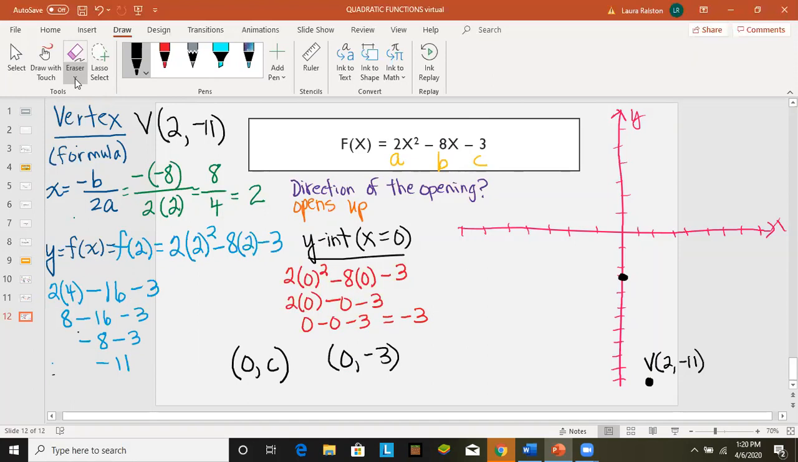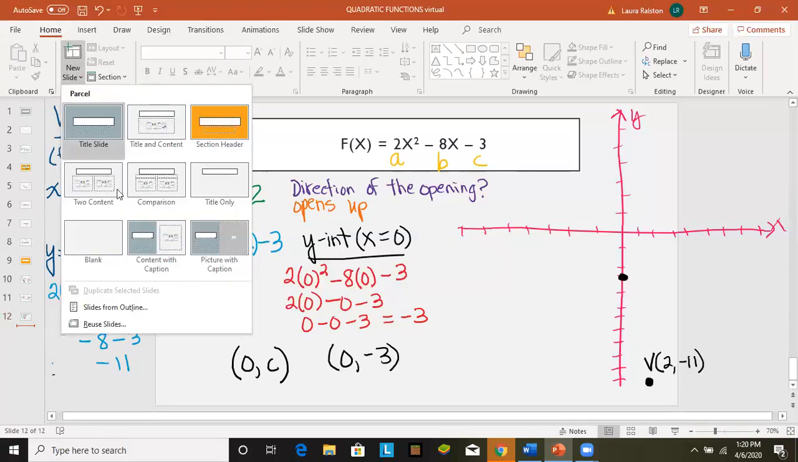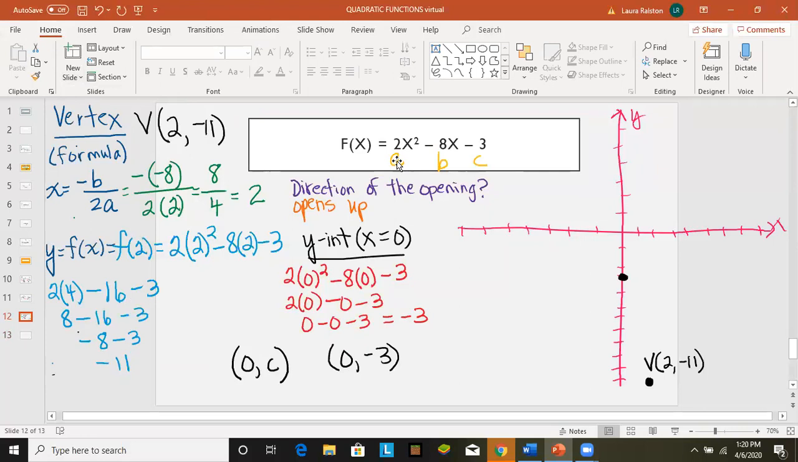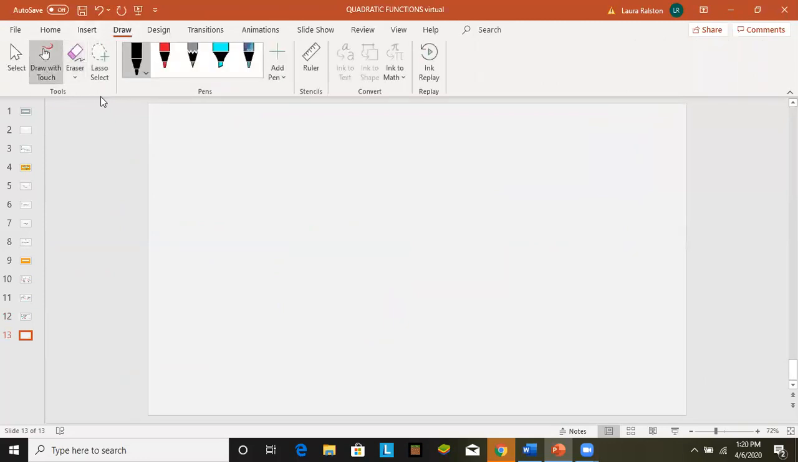Okay. So we found our vertex. We found our y-intercept. We know it's going to open up. So let's see if we can find our zeros. And again, I'm going to add a blank slide here so we have some space. So let me write it down. My function is f of x equals 2x squared minus 8x minus 3.